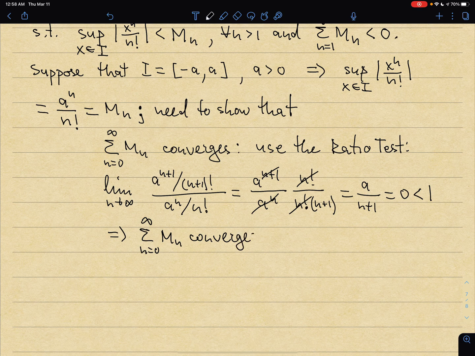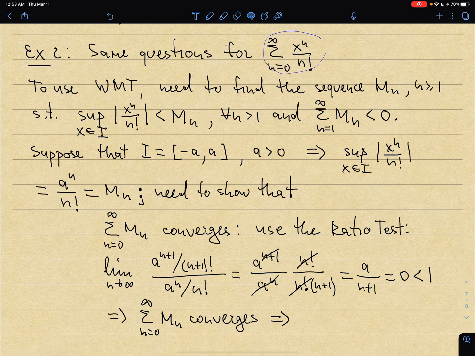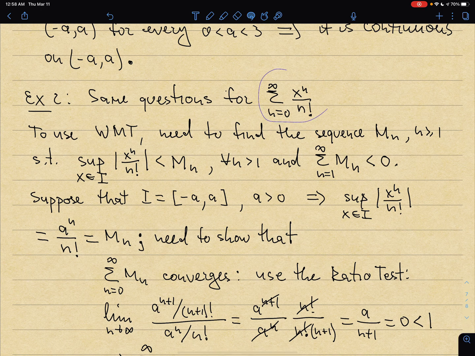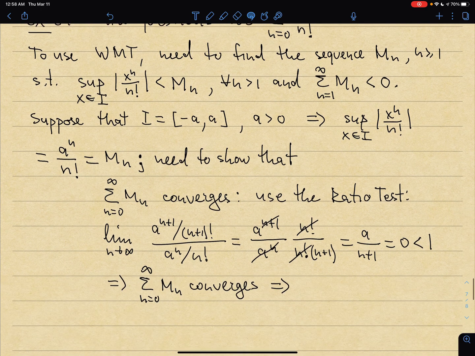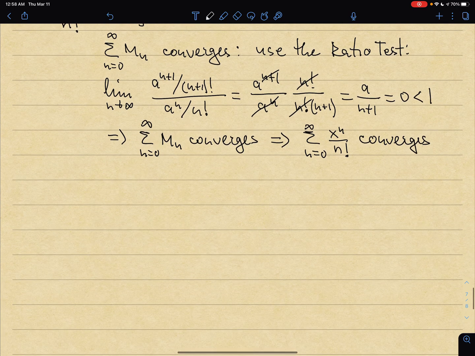And therefore, what do I know about my original series? This series converges uniformly on the interval from minus a to a.